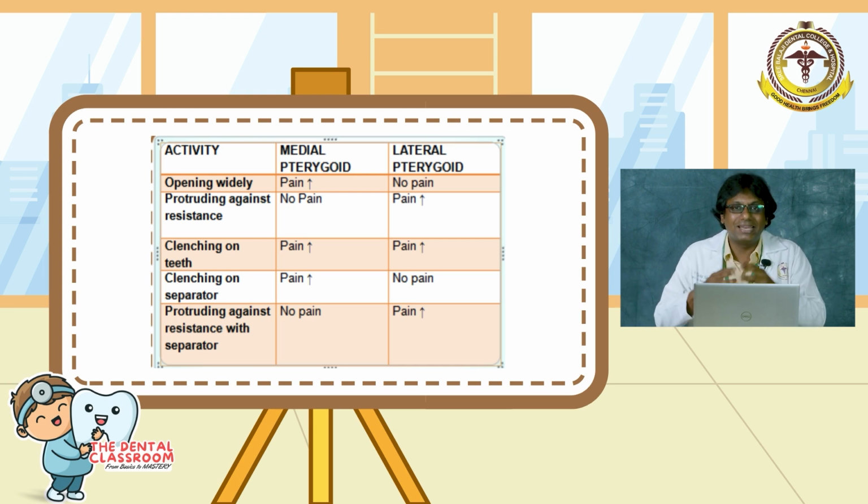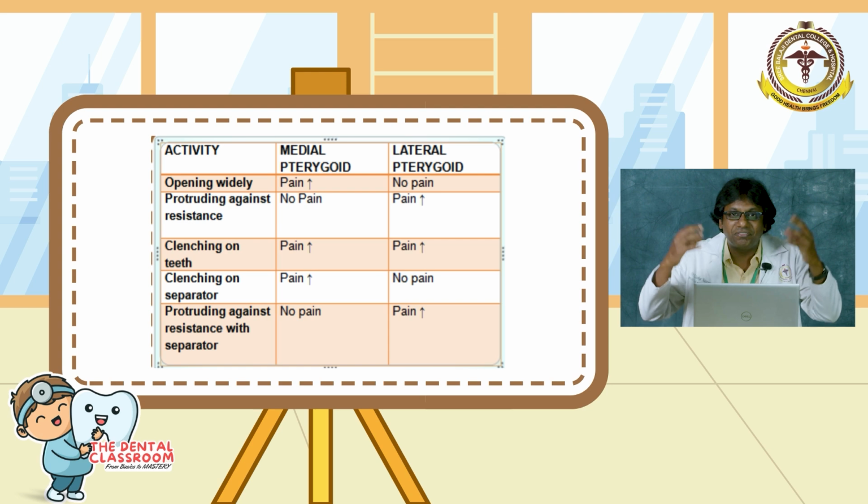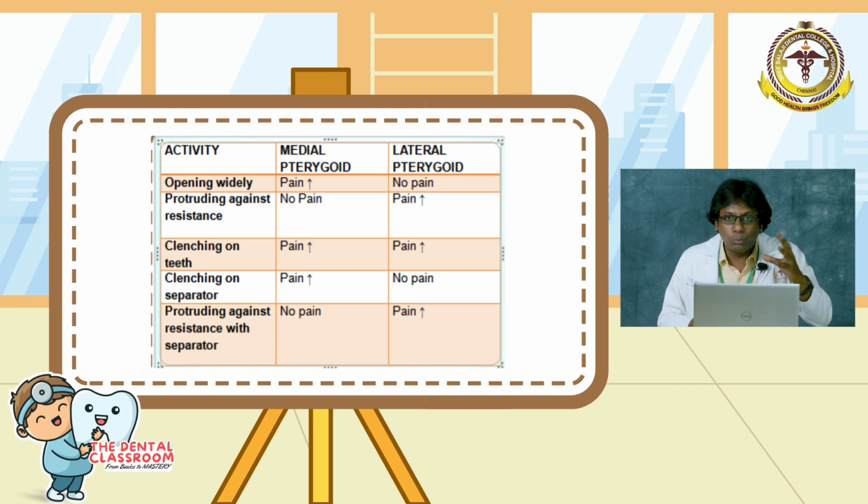So how are you going to identify the culprit? You are going to identify the culprit by asking the patient to perform the second function associated with these muscles. You know the second function of the medial pterygoid: upon wide opening of the mouth, it will stretch. So any pain associated with stretching of the mouth, possibly the medial pterygoid will be the source of the pain. And any pain associated with protruding the mandible forward, possibly the lateral pterygoid has to be the source of the pain.